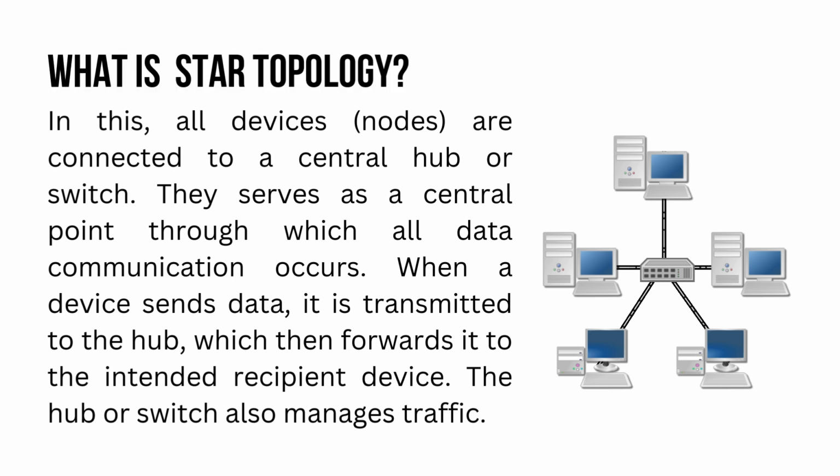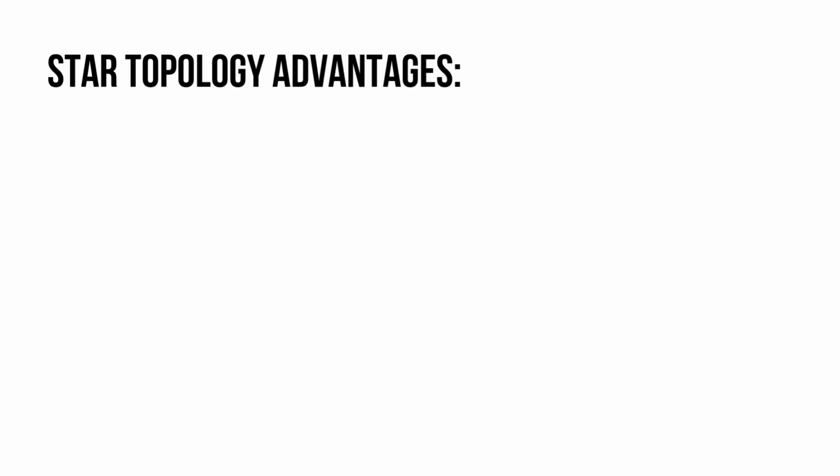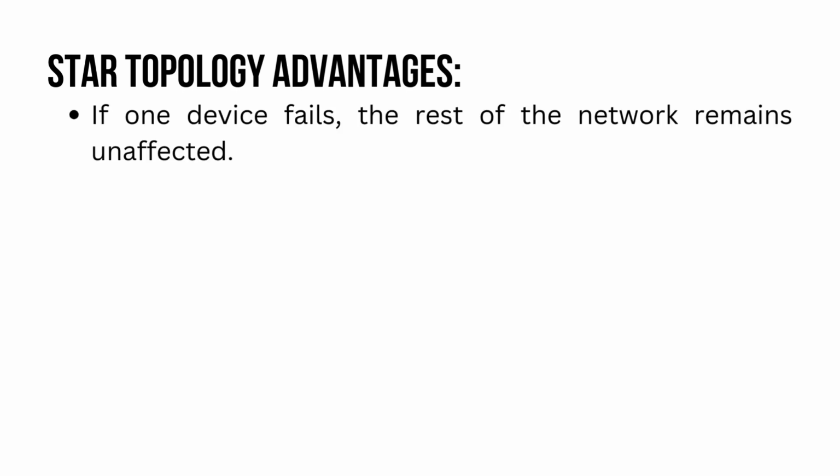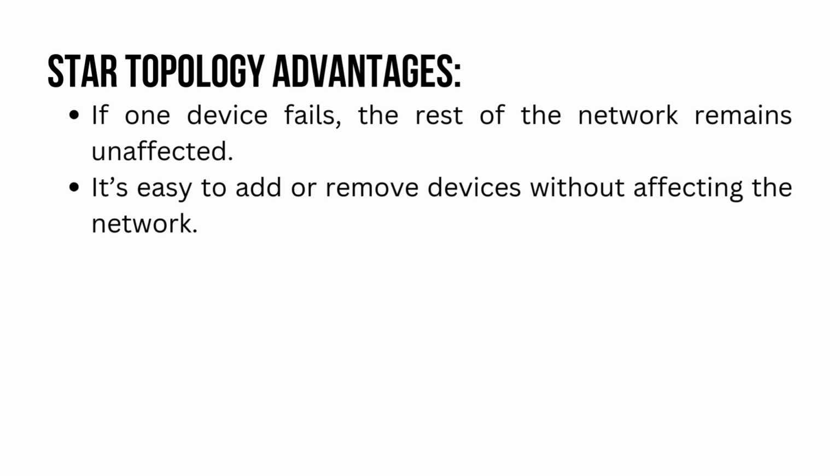Now we will see the star topology. In the star topology, all the devices are connected to a central hub or a switch. The hub acts as a repeater for the data flow. The advantages of star topologies are that if one device fails, the rest of the network remains unaffected. It is easy to add or remove devices without affecting the network.